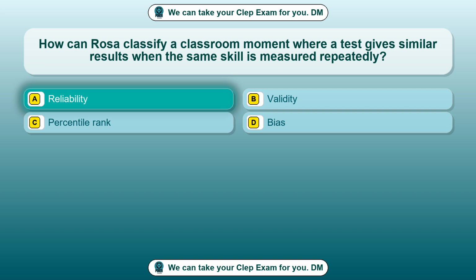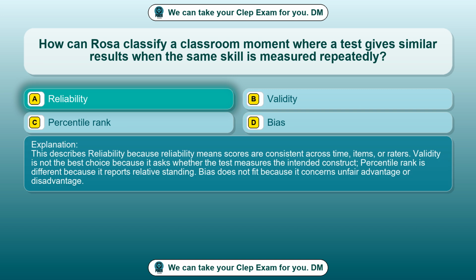Reliability. This describes reliability because reliability means scores are consistent across time, items, or raters. Validity is not the best choice because it asks whether the test measures the intended construct. Percentile rank is different because it reports relative standing. Bias does not fit because it concerns unfair advantage or disadvantage.